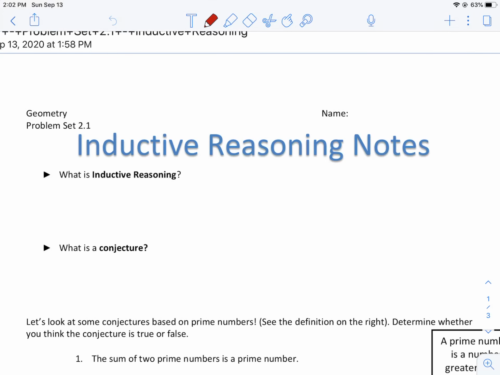All right, guys, welcome to Unit 2. This unit is all about reasoning and proofs, all right? It's going to seem kind of weird at first. It's not going to seem like it has much to do with geometry, but as the unit progresses, you'll start to see how it connects. So I hope you guys find this unit interesting.